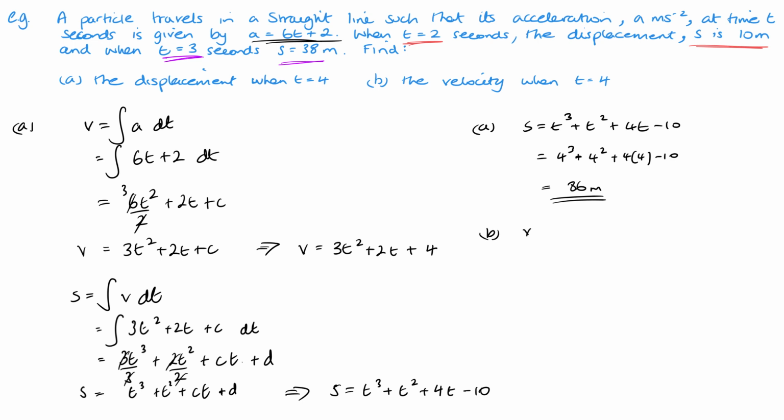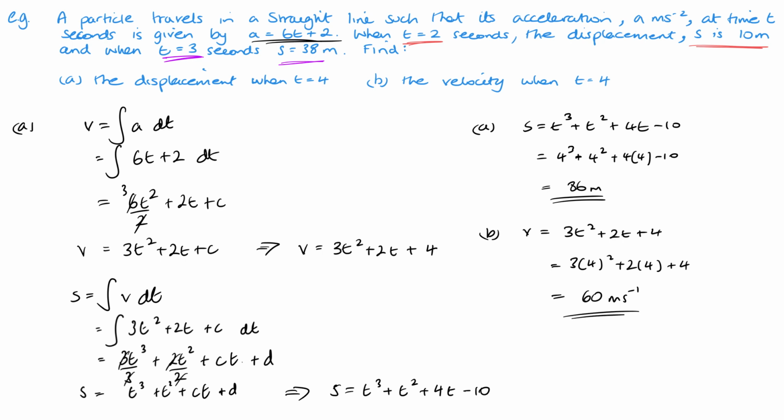Part B is using the velocity. So we've already worked out the formula there. And of course we substitute in t equals 4 in again. Okay, so that will give us 60, and of course this is meters per second.